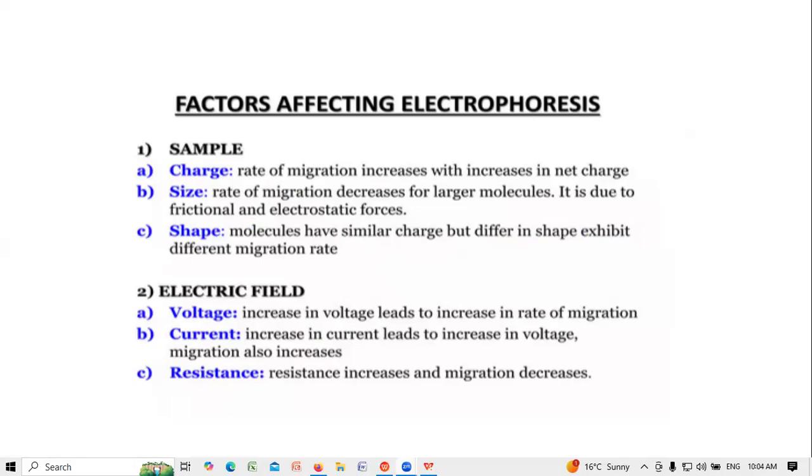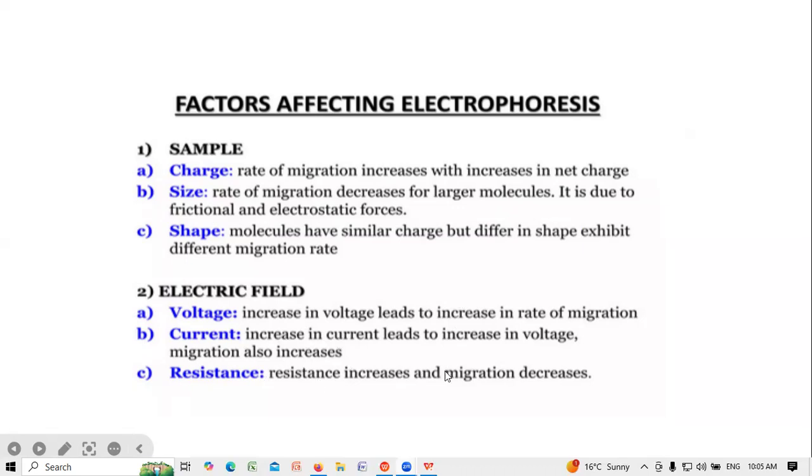Factors affecting electrophoresis. Sample charge: the rate of migration increases with an increase in the net charge. Size: the rate of migration decreases for larger molecules, due to frictional and electrostatic force. Shape: molecules with similar charge but different shape exhibit different migration rates. Electric field voltage: an increase in voltage leads to an increase in the rate of migration. Current: an increase in current leads to an increase in voltage, so migration also increases.